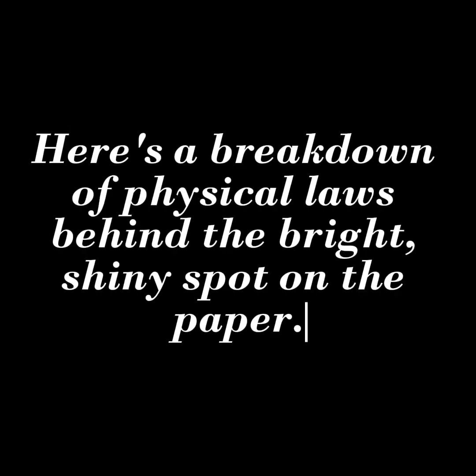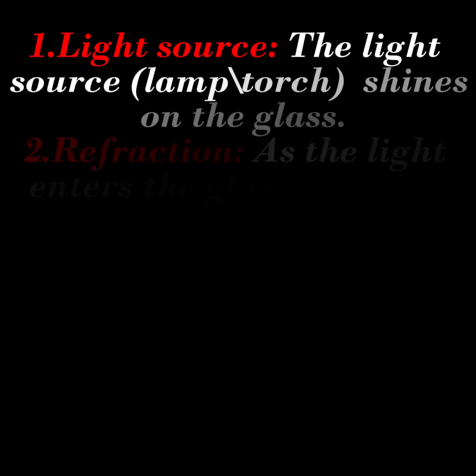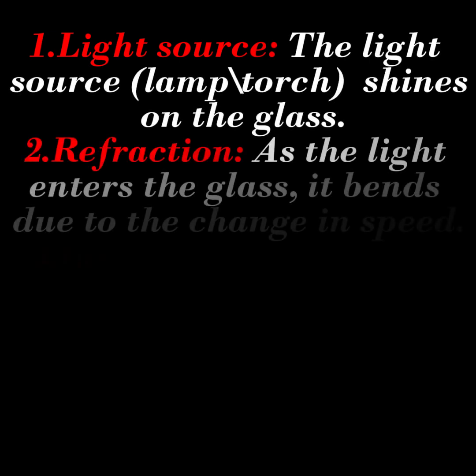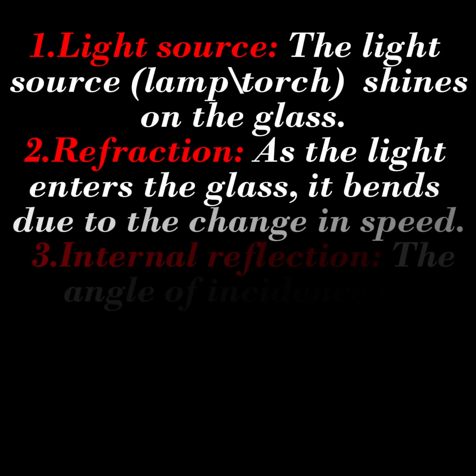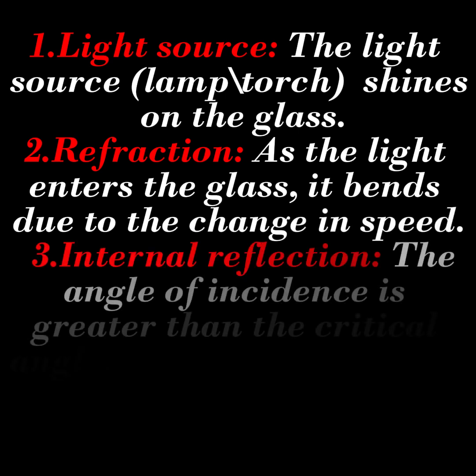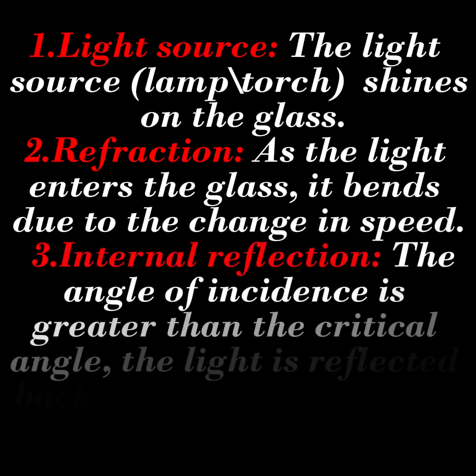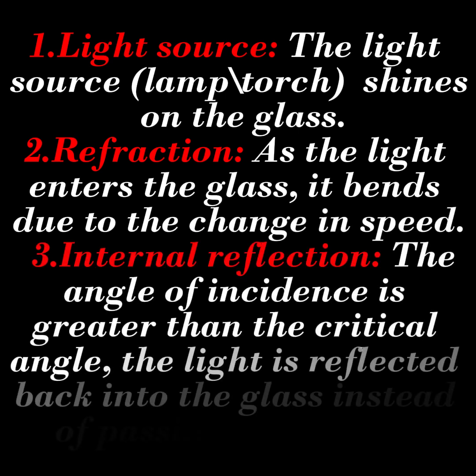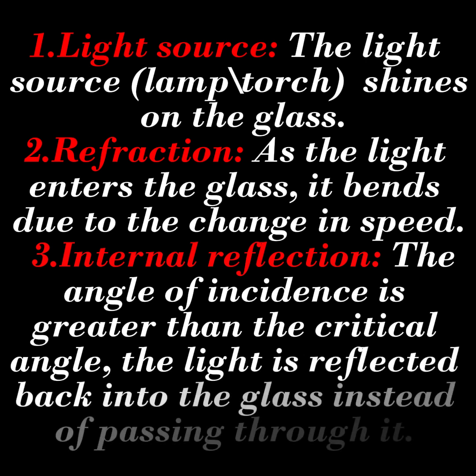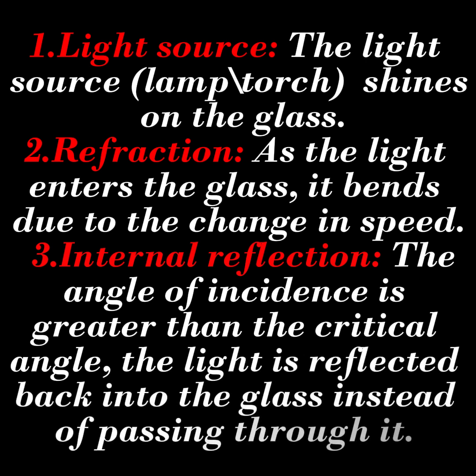Here's a breakdown of the physical laws behind the bright, shiny spot on the paper. 1. Light source. The light source, a lamp or torch, shines on the glass. 2. Refraction. As the light enters the glass, it bends due to the change in speed. 3. Internal reflection. The angle of incidence is greater than the critical angle. The light is reflected back into the glass instead of passing through it.